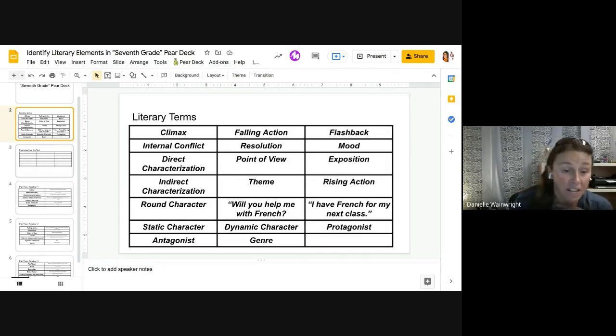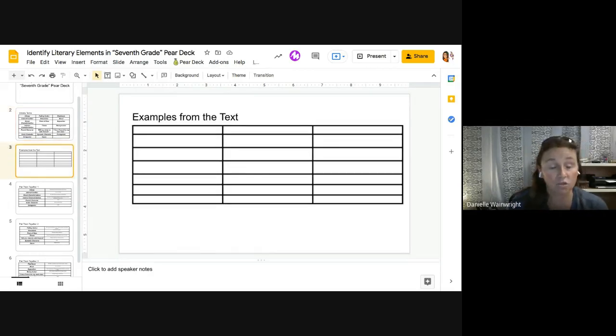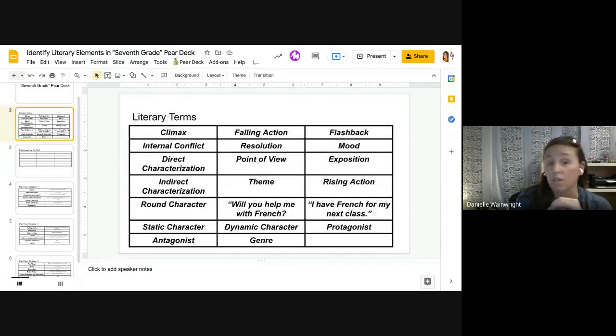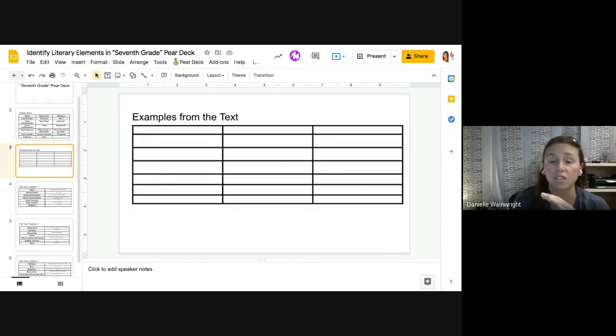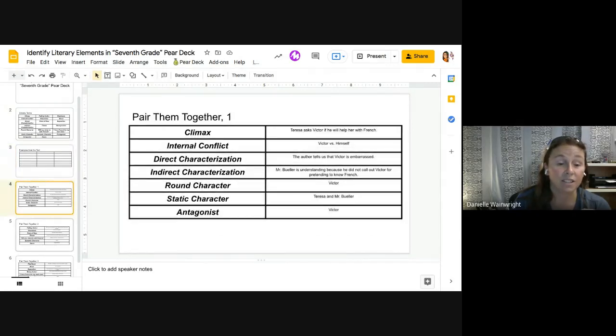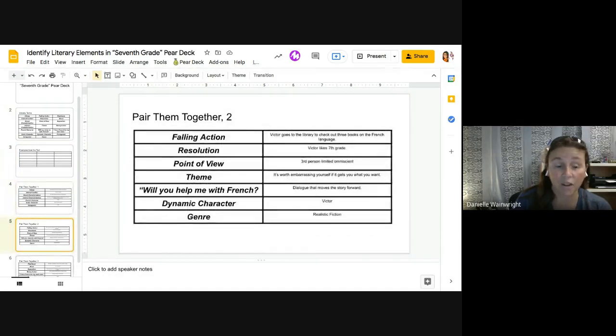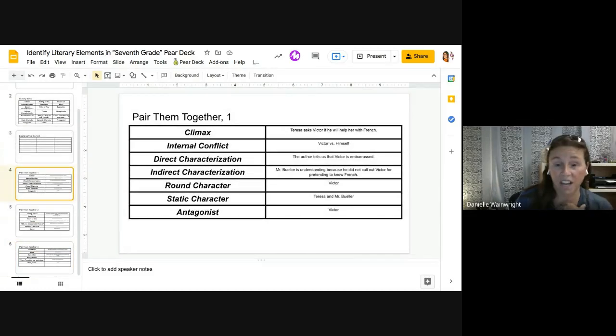Now, slide 3, mine's blank, but yours has information on it. Yours has examples of these literary elements. So it has the climax for 7th grade. It has falling action for 7th grade. So you'll see a list of things here. What you're going to do is cut and paste the examples from slide 3 onto slides 4, 5, and 6. Okay, so we're going to go through it together.